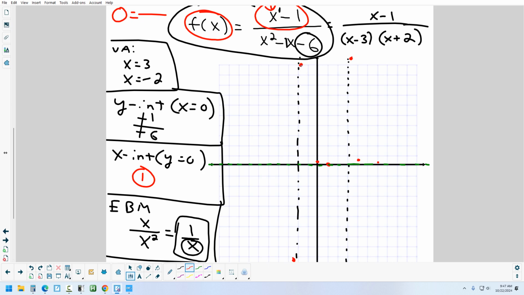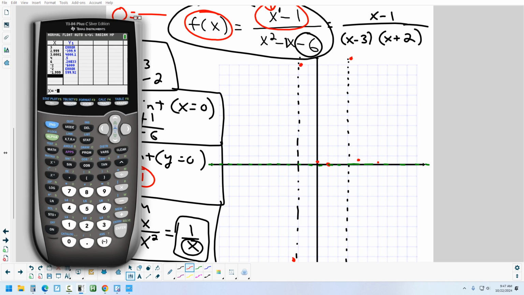Okay. I'm going to do the same thing. I'm just going to get 2 more dots over in this section. Let's do like negative 1, 2. Let's do negative 3 and negative 5. Doesn't matter. I just need a couple.